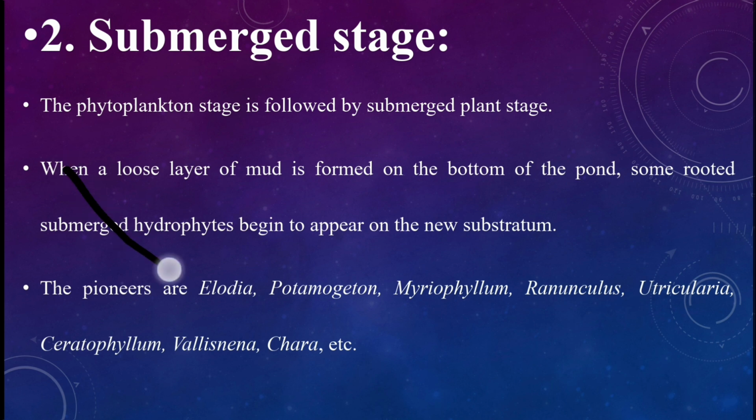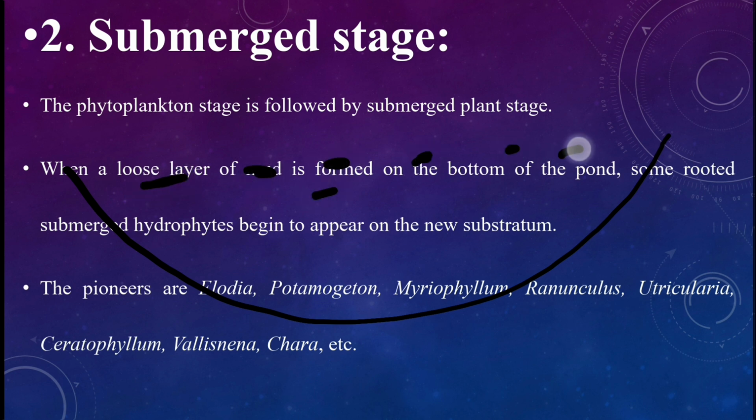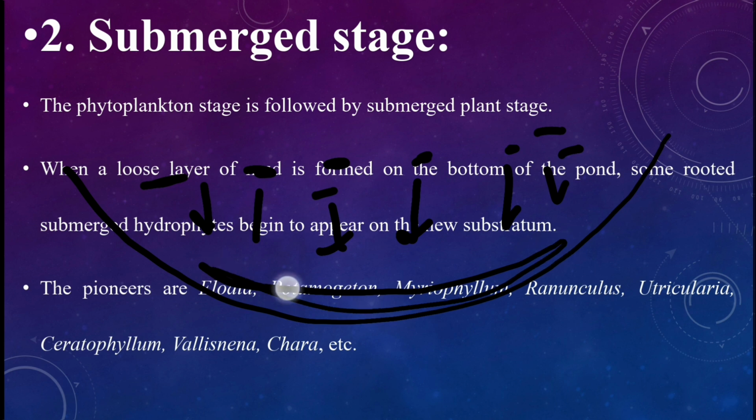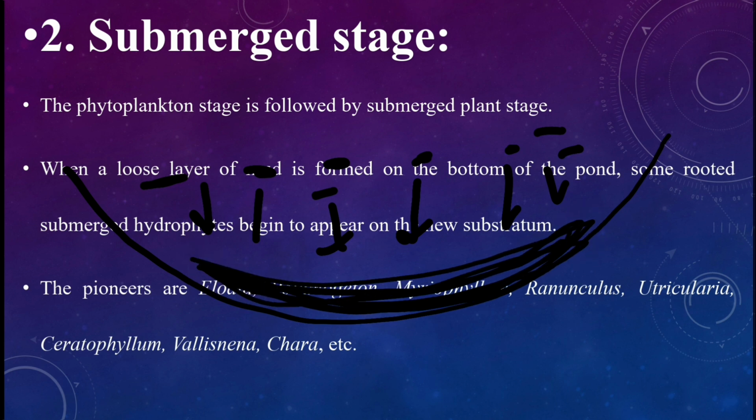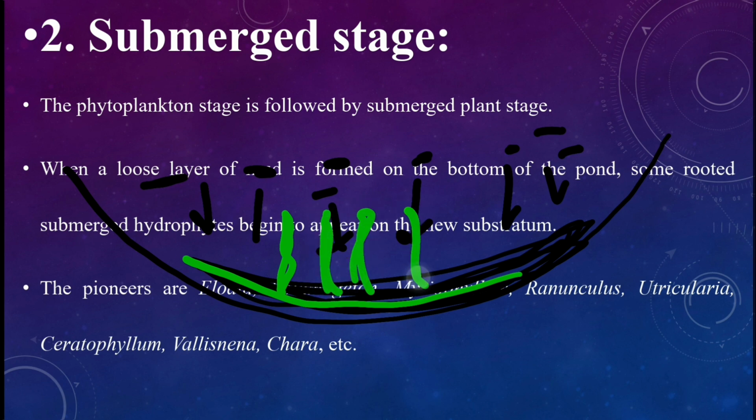So at first, in an aquatic community, some phytoplanktons begin to appear on the surface. When they die, the remains of their bodies form a layer of mud or muck on the bottom of the aquatic environment. Next, on that surface, some green plants begin to appear. Okay.